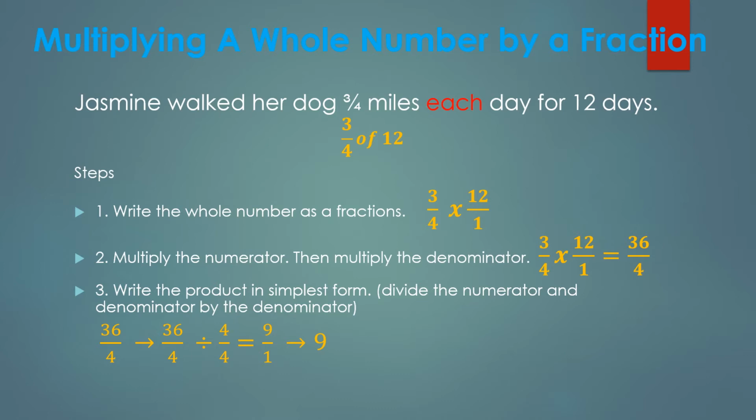So in our word problem at the top, or our sentence, Jasmine walked her dog 3/4 miles each day for 12 days. So how many miles did Jasmine walk her dog in those 12 days? She walked her dog 9 miles.